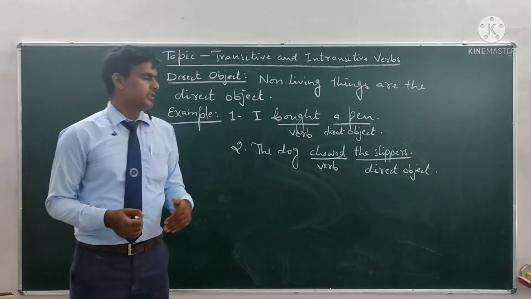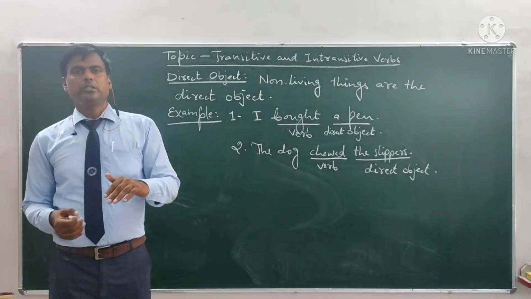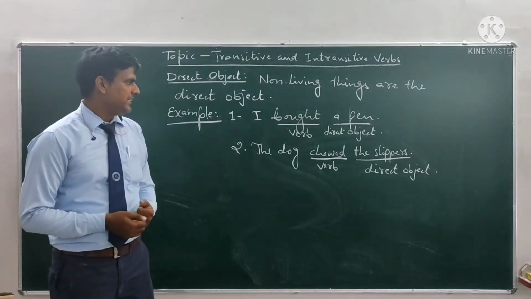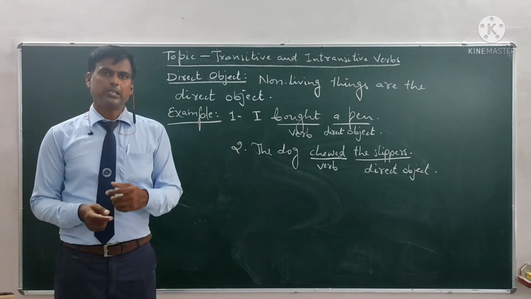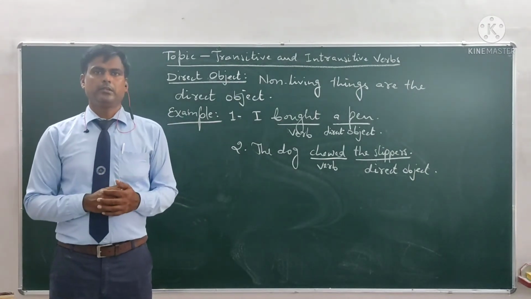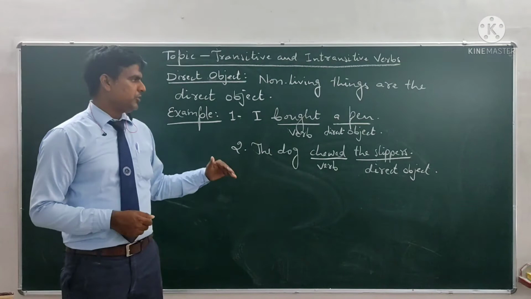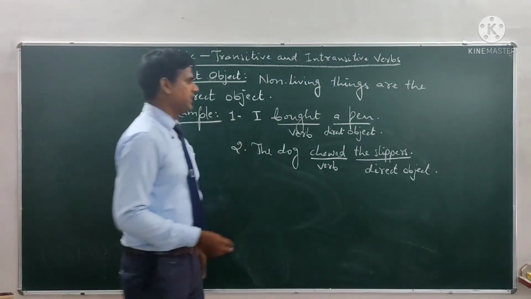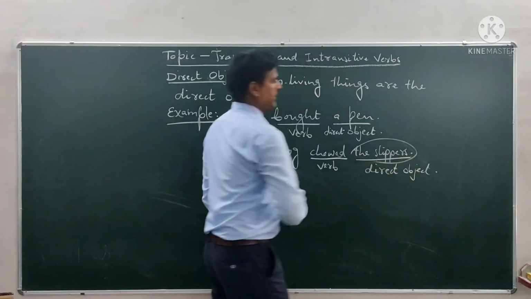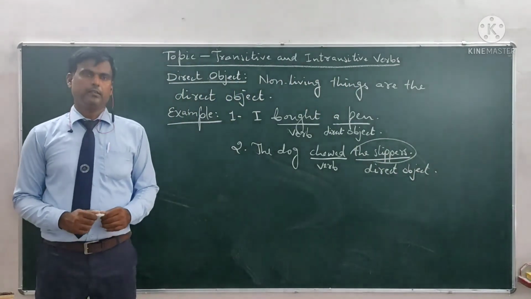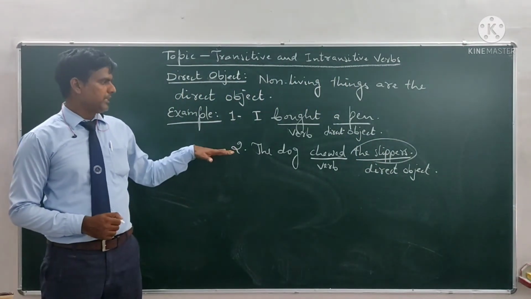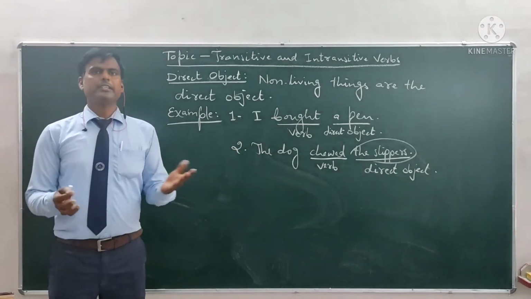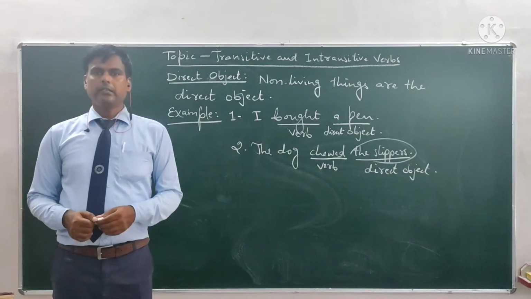The dog chewed, and we can find out the answer by asking the question what. What did the dog chew? The answer is the slippers. That's why this object is also direct object. Okay? Perhaps I think you have understood the direct object. Now let us see the indirect object.